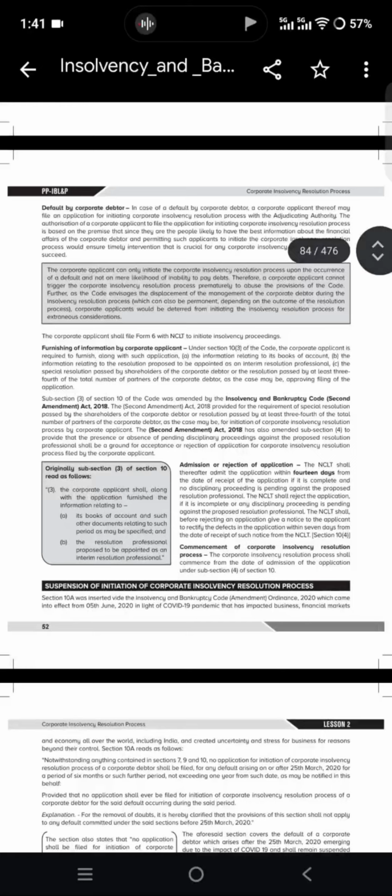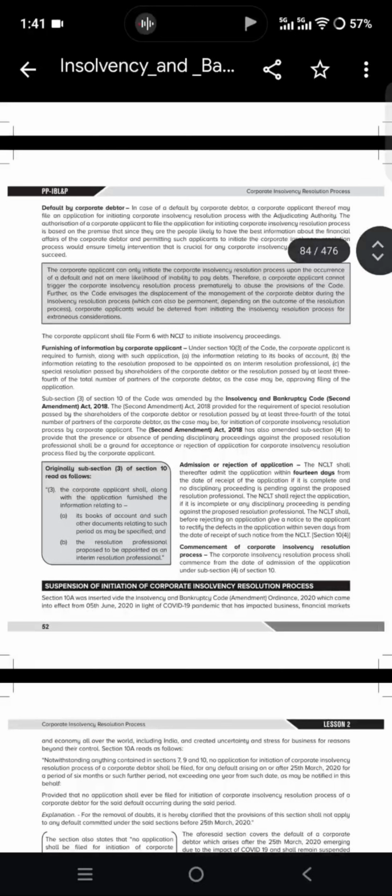Provided that the AA, before rejecting, gives 7 days to rectify, and CIRP shall commence from the date of admission. Default by corporate debtor: in case of a default by a corporate debtor, a corporate applicant thereof may file an application for initiating CIRP with the AA.